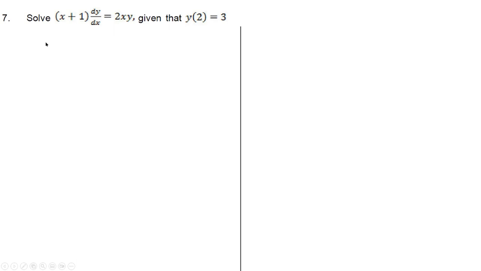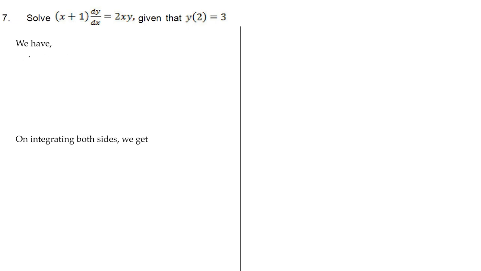Next question, solve x plus 1 into dy by dx equal to 2xy, given that y of 2 equal to 3. So when x is equal to 2, y is equal to 3. So using this, we have to find the particular solution.